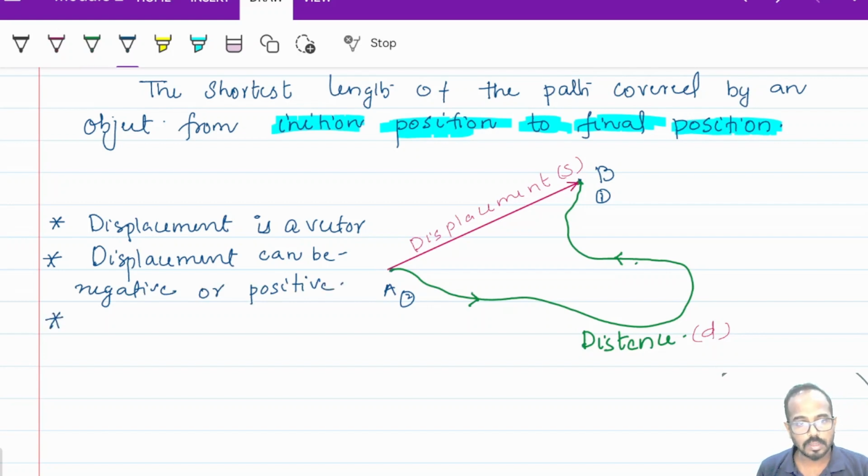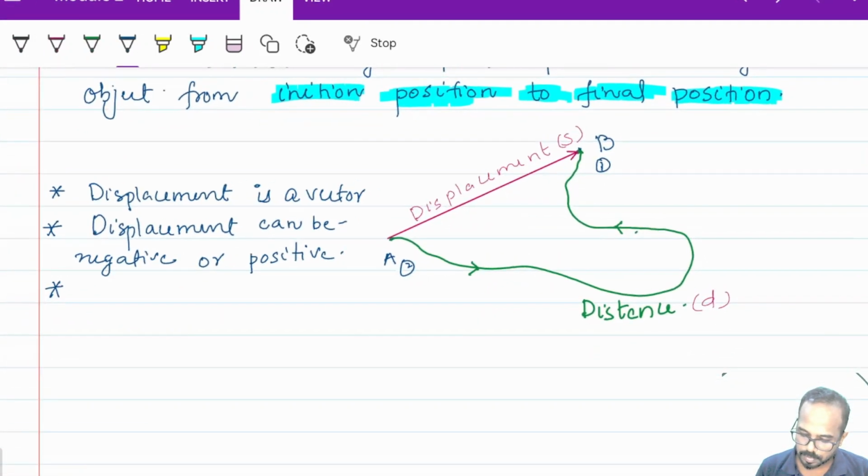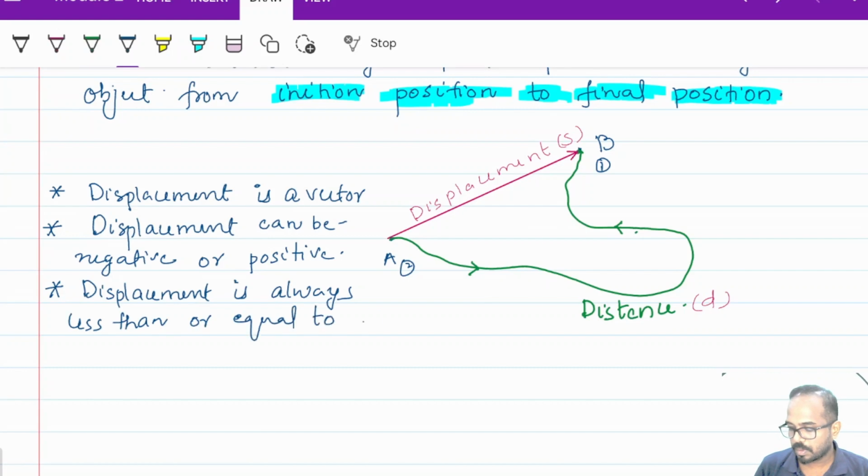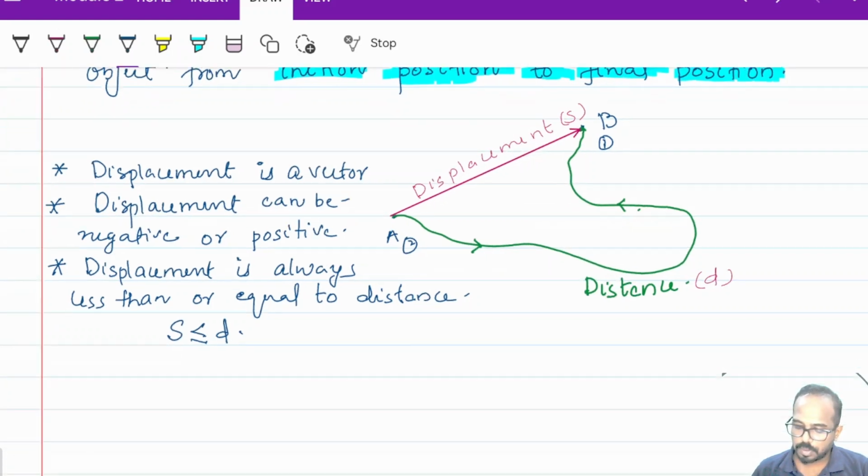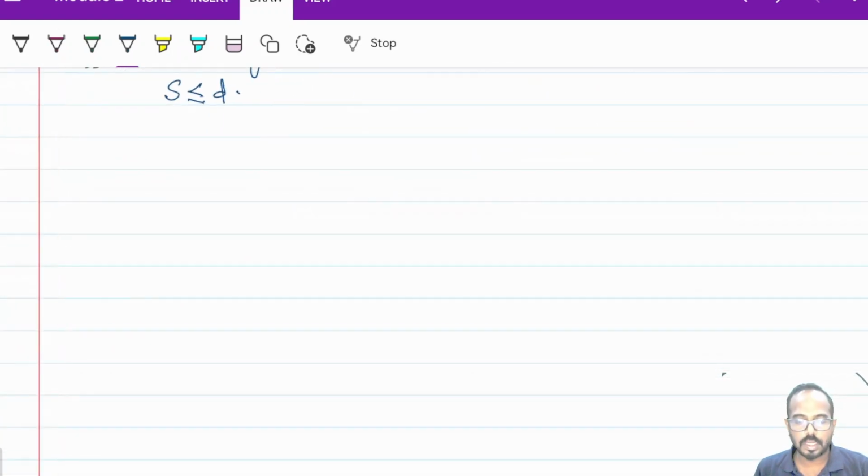Displacement is always less than or equal to the distance. Correct or not? Distance can't be negative, but displacement can be negative or positive. So you can say that displacement S is always less than or equal to D. It can be equal or less than the distance, right? Clear? I will give you one simple example to remember distance and displacement.